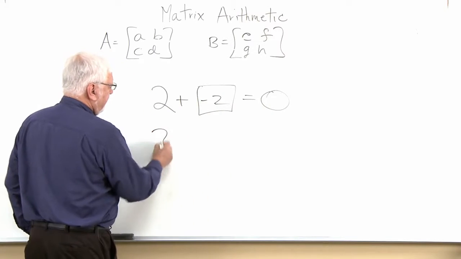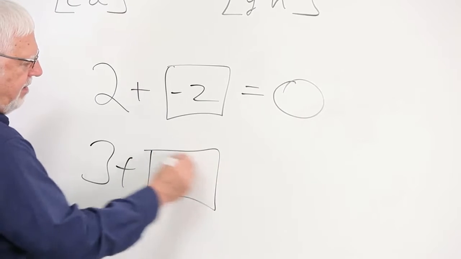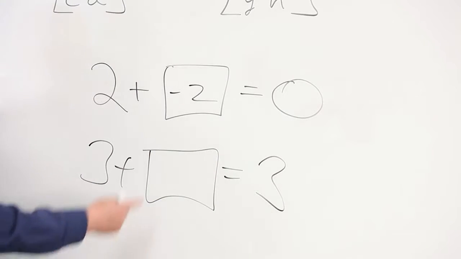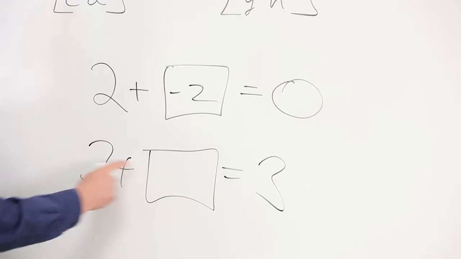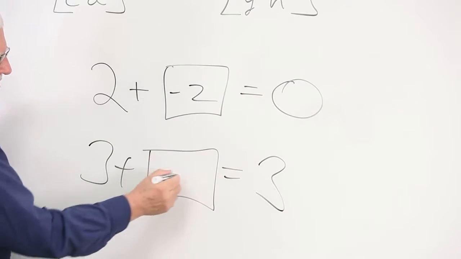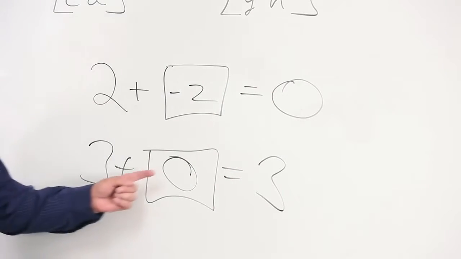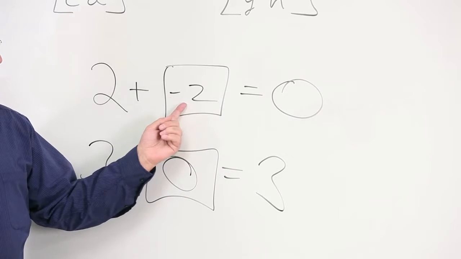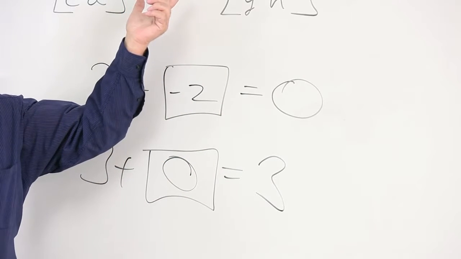And likewise, 3 plus something equals 3. What would this have to be in our system? Something you add to something, not change it. Well, it's that 0, isn't it? So we've got to find this 0. We've got to find these negatives for our arithmetic.